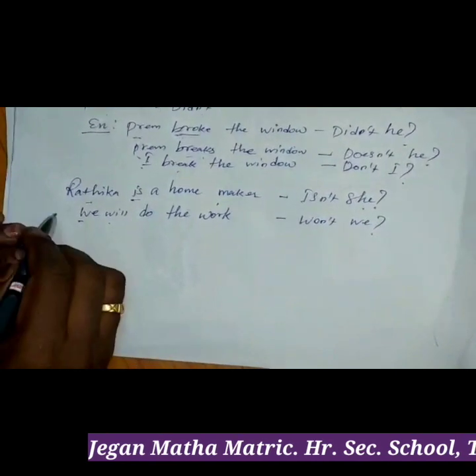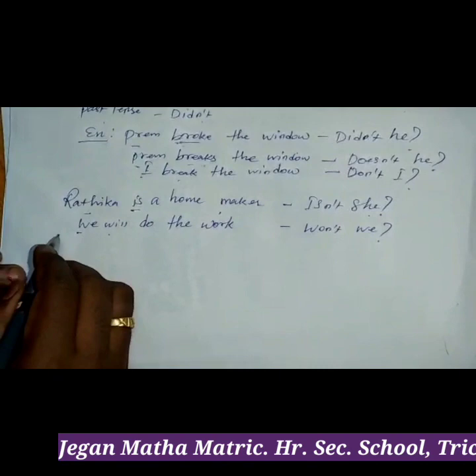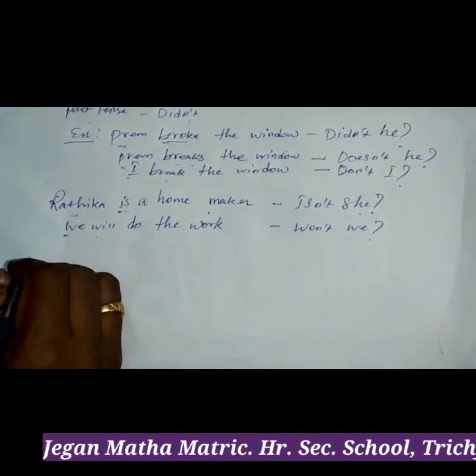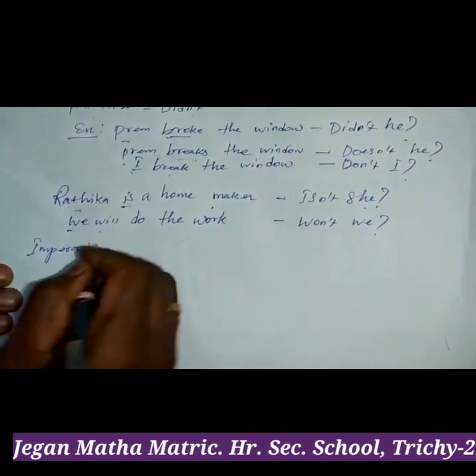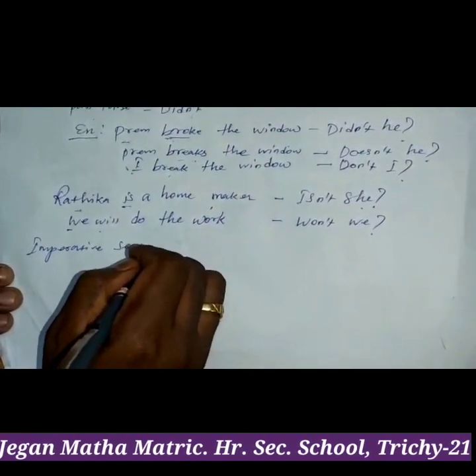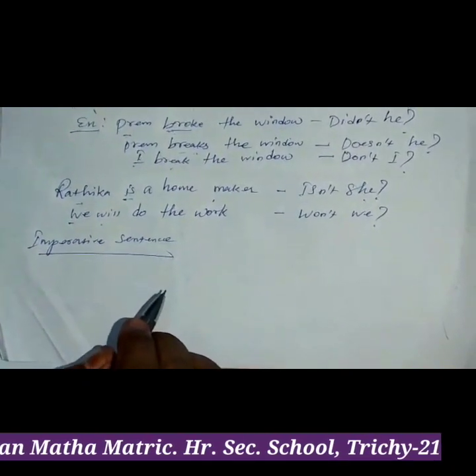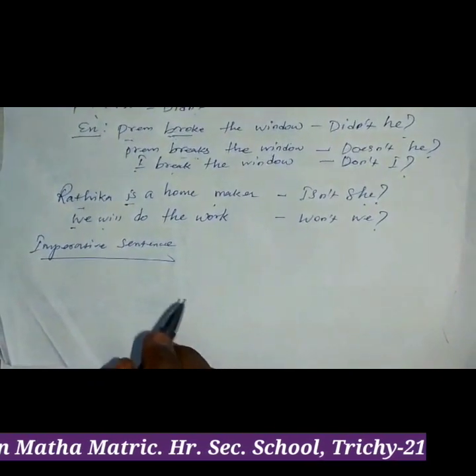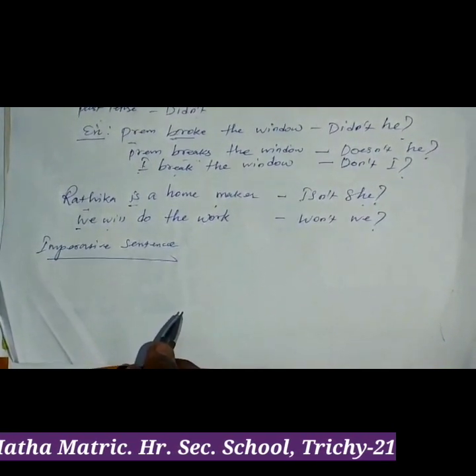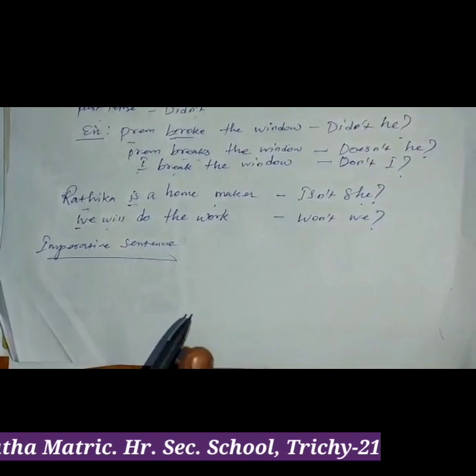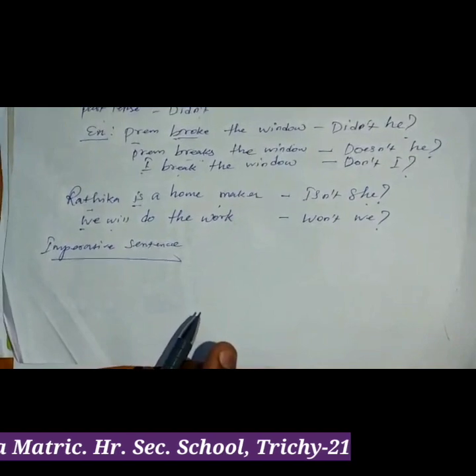Last one, the imperative sentence. If you have it, how will you make the question tag? The statement is imperative. How will you identify the imperative? Request, order, command, advice, suggestion is called an imperative sentence. The tag must be will you. If we have a command, order, or request, the tag must be will you.